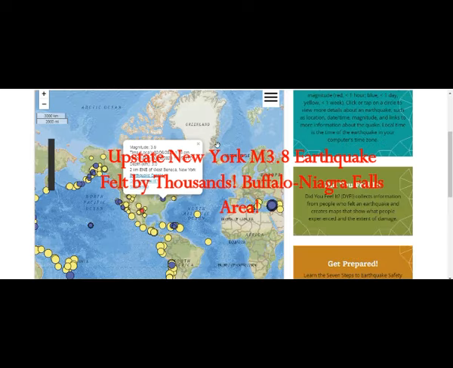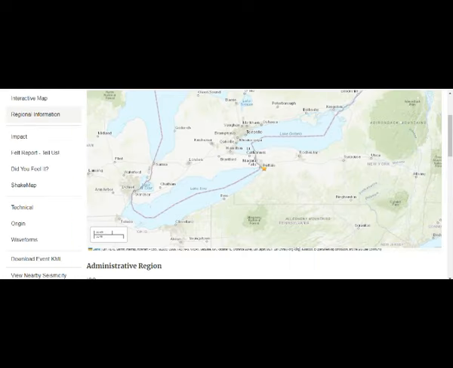We had an earthquake in upstate New York, basically around the Great Lakes, just around Buffalo. Here we are, Buffalo, New York, Niagara Falls area. We know that Niagara Falls, I've been there a few times. It's a gorge. It's the border between the US and Canada. And this is where it took place.